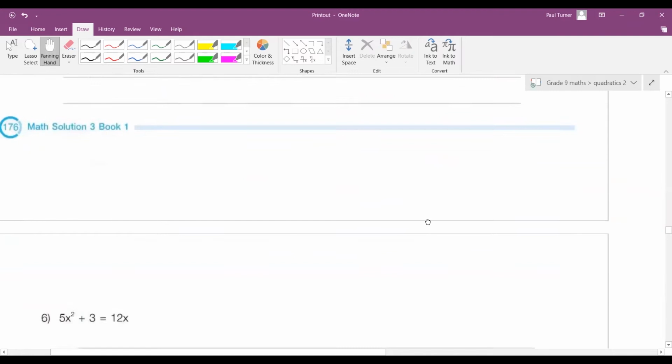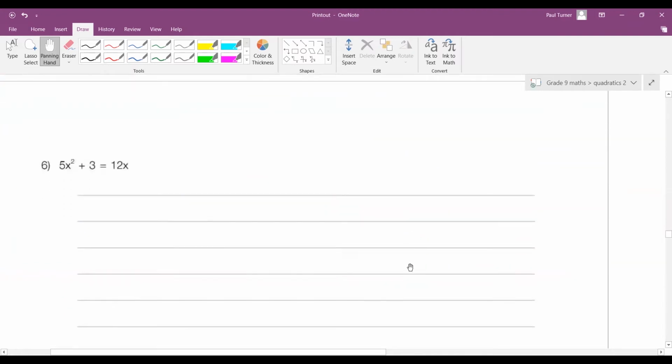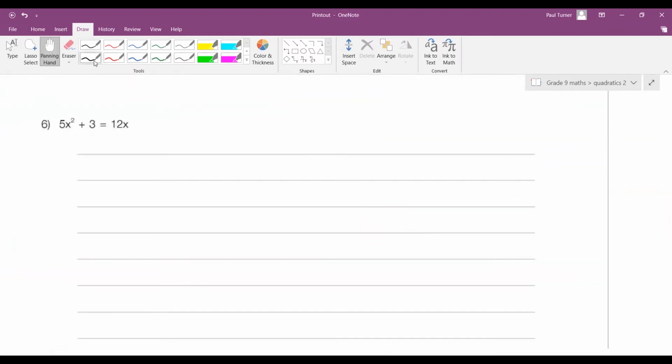Okay, the next question we'll do. Okay, so this one we got to rearrange first. So I help you a little bit at the start. So you got 5x cubed. So we have 5x squared minus 12x. Okay, I'll put the 3 on the other side. So put minus 3 over there. So now you're going to need to divide by 5. Okay, this one's a little bit harder, isn't it? Because you end up with fractions everywhere.